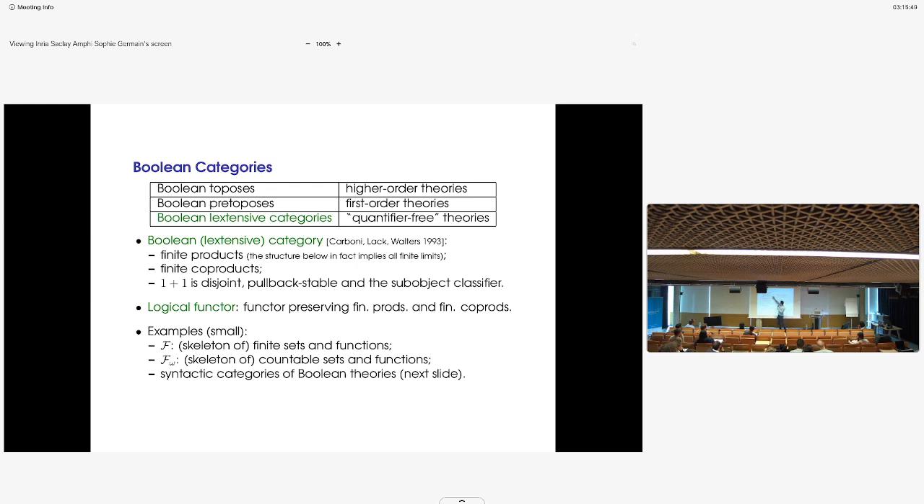When you speak of toposes, usually you think of large categories. Here we're going to be interested in small Boolean categories. For example, the category of finite sets is a very important example of a Boolean category, but we take just the skeleton so that it's small. Another Boolean category that is not a topos is the skeleton of countable sets and functions. And then there's a bunch of syntactic categories that we will see now.